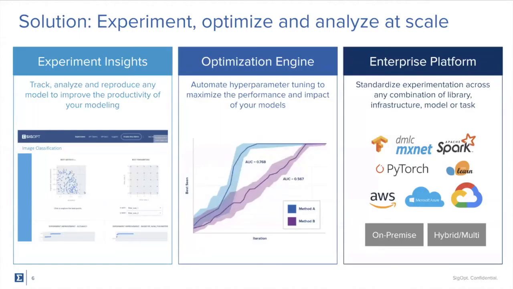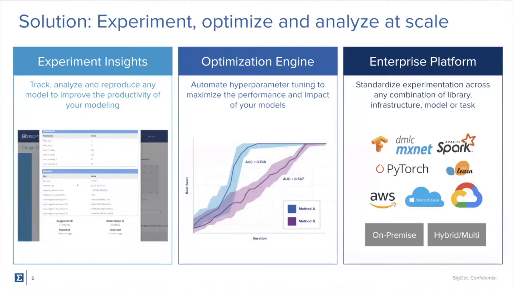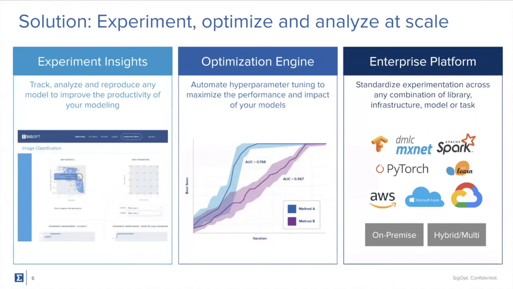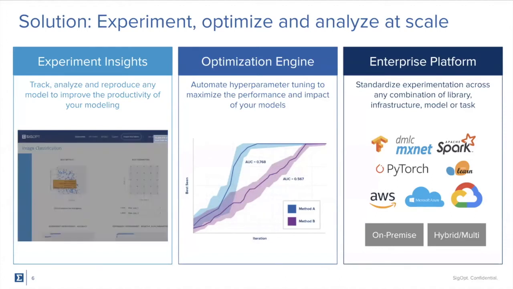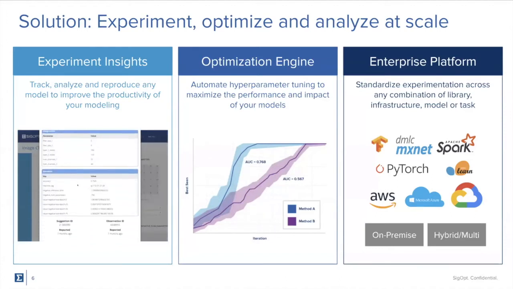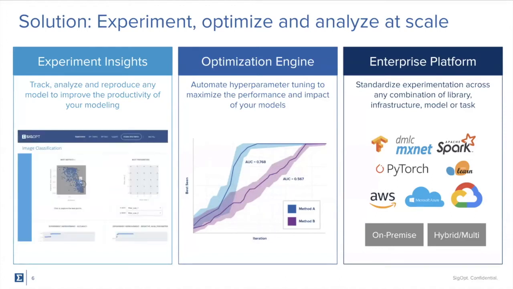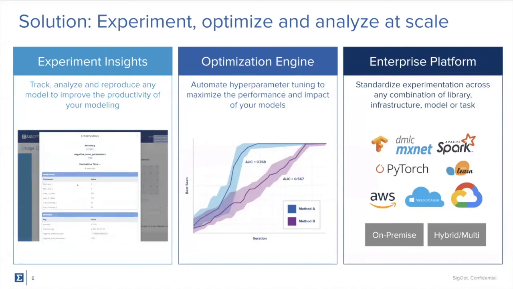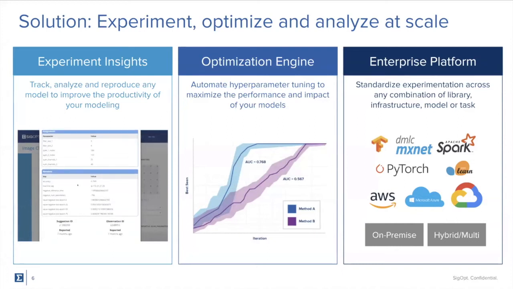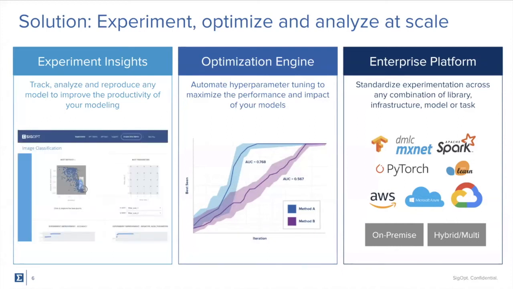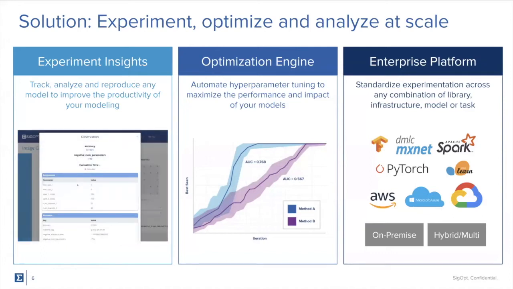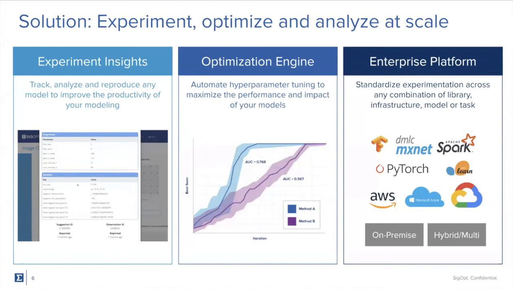So we've built a solution, or rather a platform, which consists of 3 main components. The first of these components is the experiment insights, which essentially allows you to track, analyze, and reproduce models in order to improve your productivity and your modeling workflow. The second component is the optimization engine itself, which is what we'll be talking about today, which is essentially what allows us to help you amplify your work.